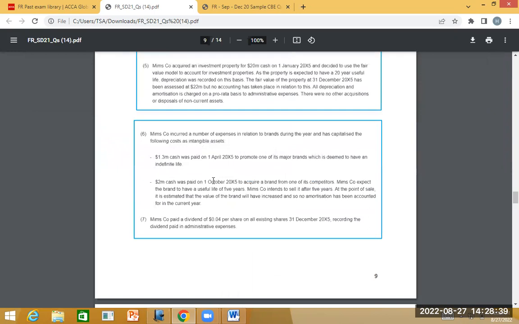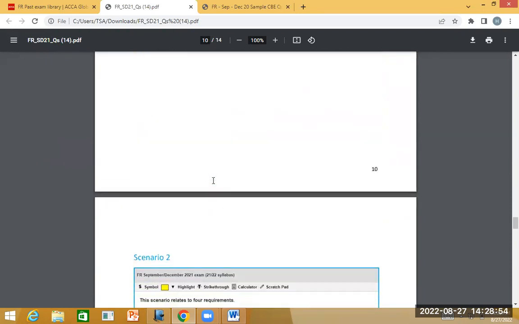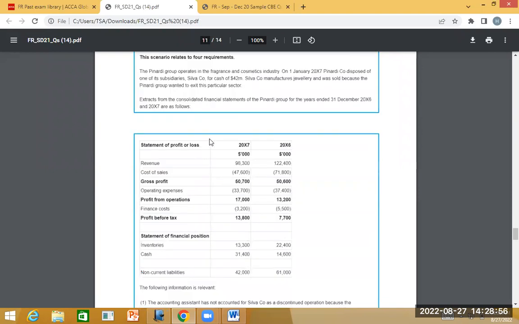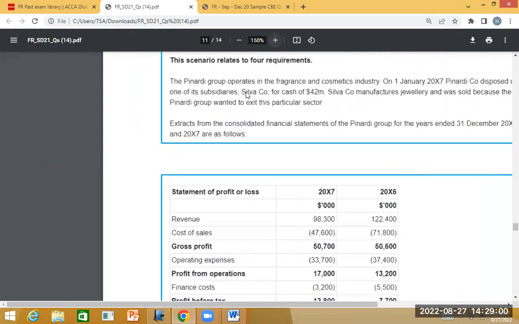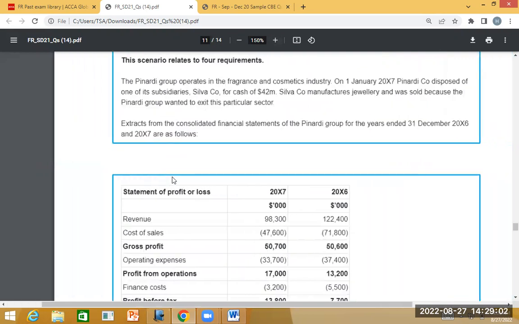Have you all done this MIMS question and party? Party. No. Print company, sorry. That was the print. Party was already done. Pinari group.